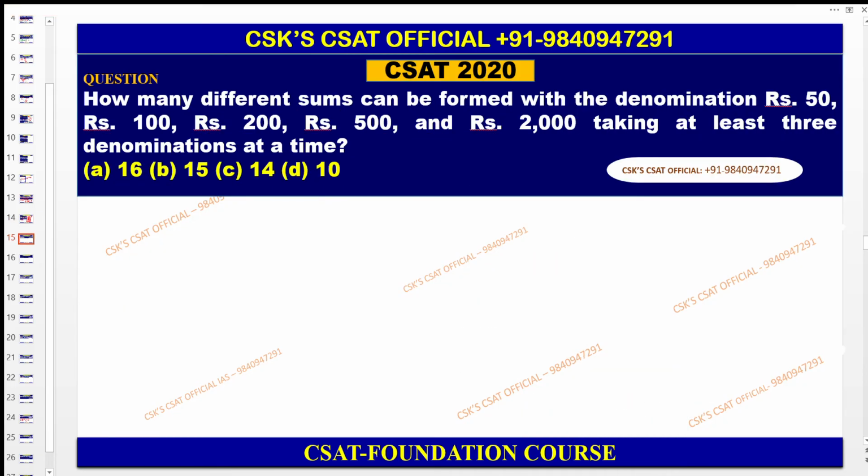Now, 2020, this was the question. How many different sums can be formed with the denomination of rupees 50, rupees 100, rupees 200, rupees 500, rupees 2000, taking at least 3 denominations at a time? They're not bothering about the total here, but the previous question was regarding the total sum, specifically mentioning rupees 107, but here no such constraint. Totally how many denominations do we have? Total 6 denominations.